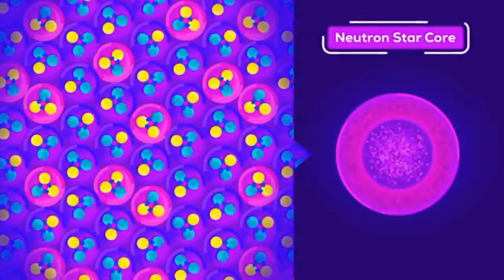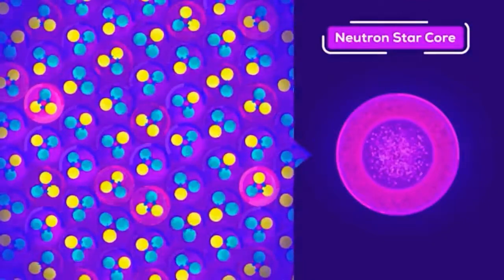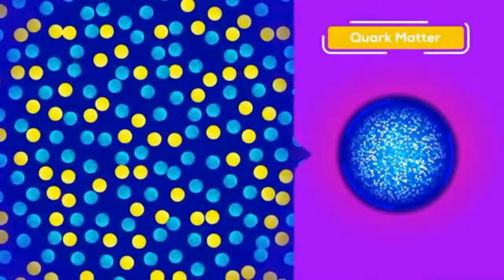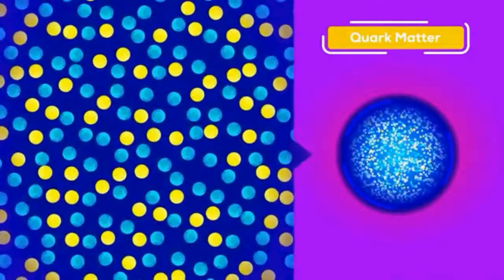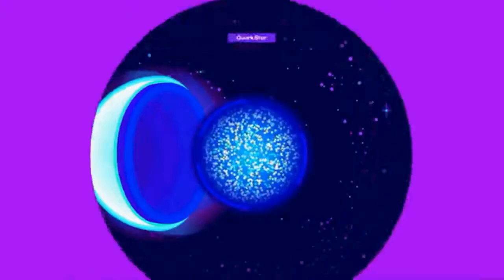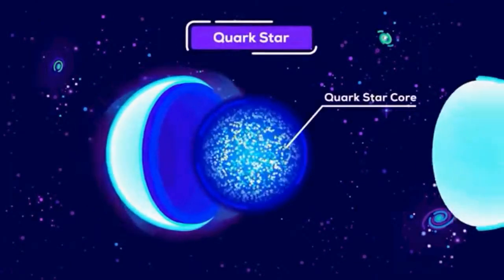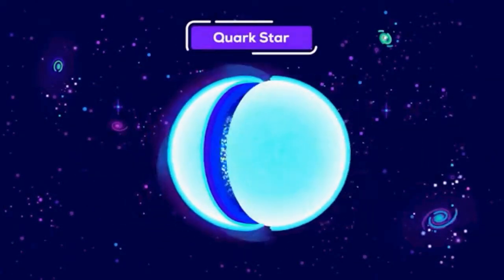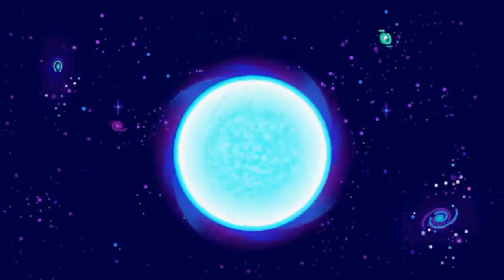All the particles crammed shoulder to shoulder dissolve and melt into a sort of bath of quarks. Uncountable numbers of particles become one giant thing made purely from quarks. Quark matter. A star made from this is called a quark star, though from the outside it may not look any different than a regular neutron star.